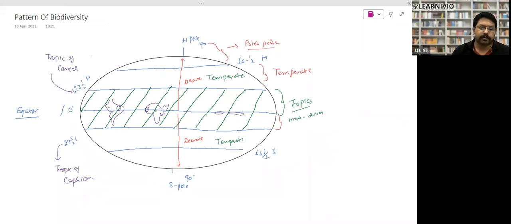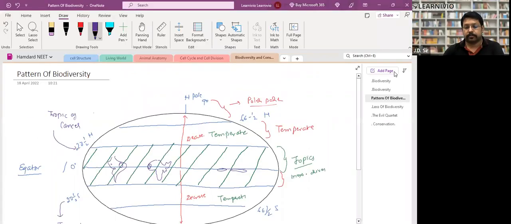So maximum biodiversity is found at the equator. That is the pattern of biodiversity. You need to remember this one. You need to remember this map in your mind. Very, very important.